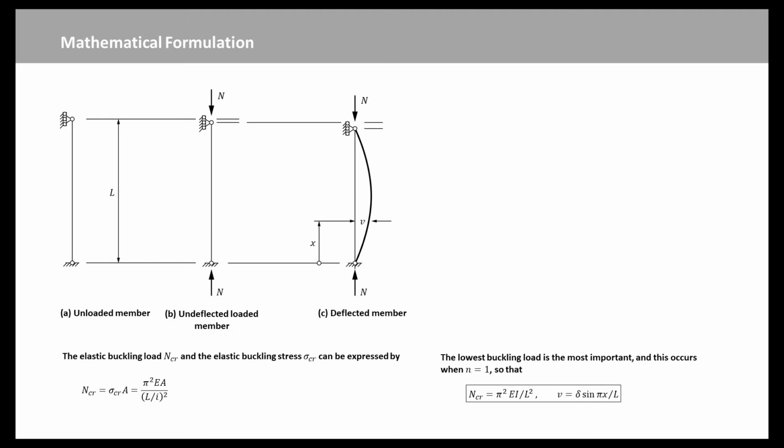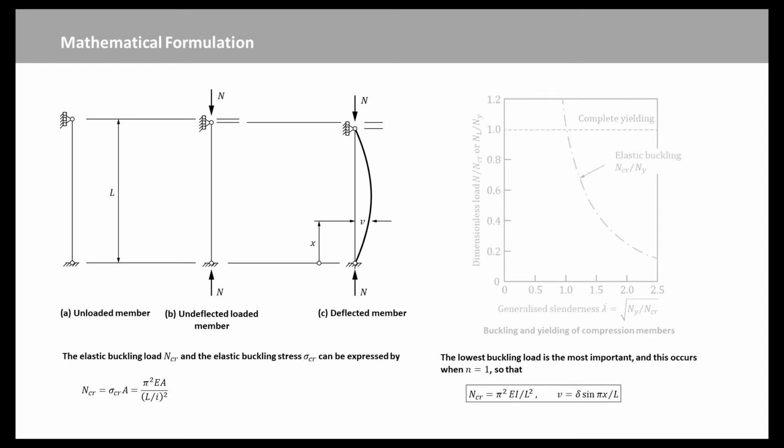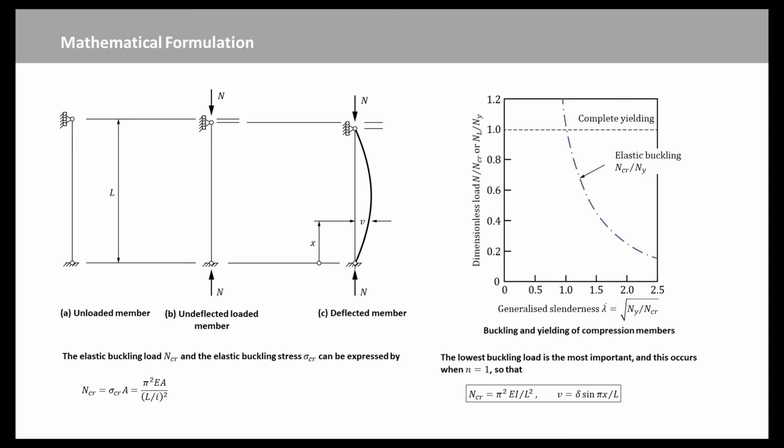The buckling load varies inversely as the square of the slenderness ratio L over r, as shown in this figure, in which the dimensionless buckling load NCR over NY is plotted against the generalized slenderness ratio, where NY equal to A times Fy is the squash load. If the material ceases to be linear elastic at the yield stress Fy, then the above analysis is only valid for lambda bar, equal to the root of NY over NCR, greater than or equal to 1.